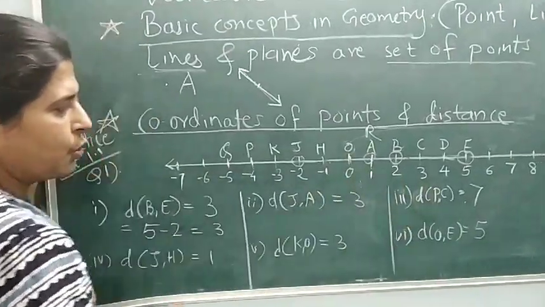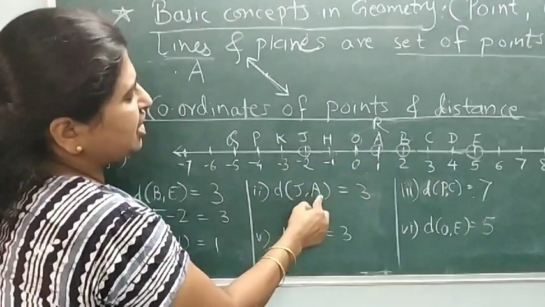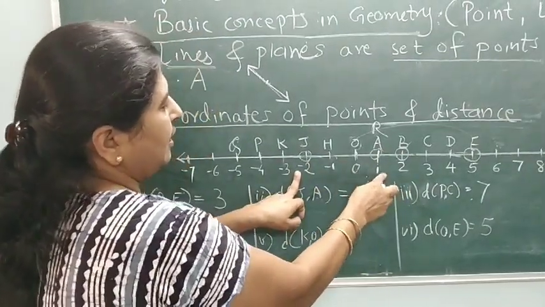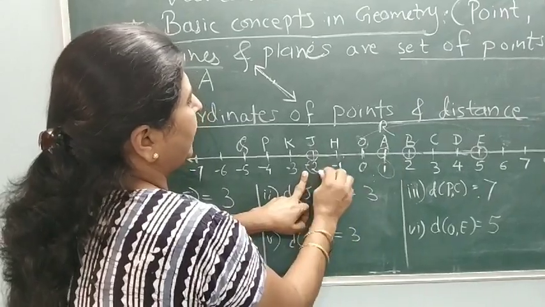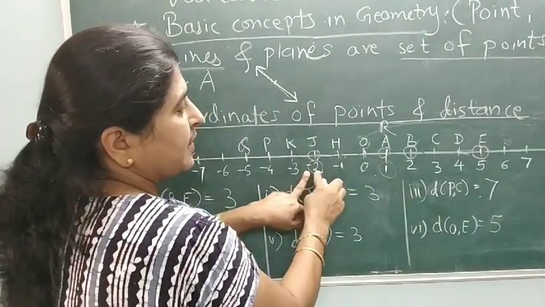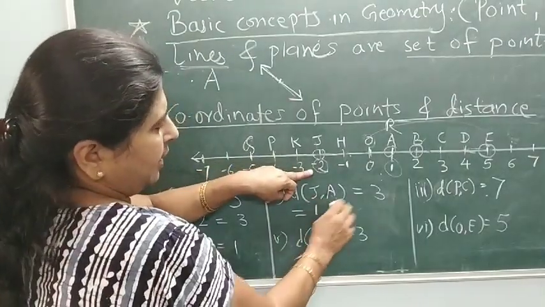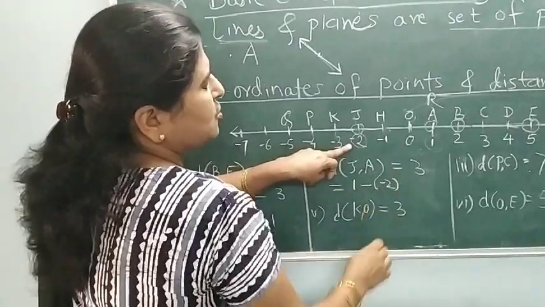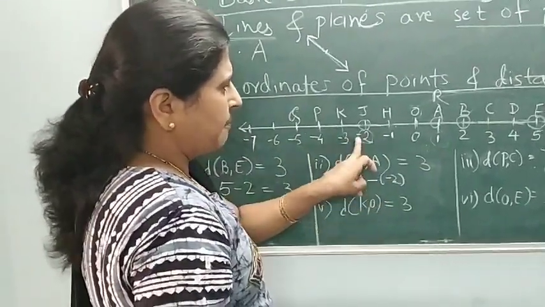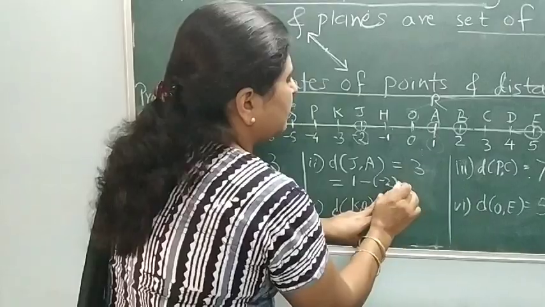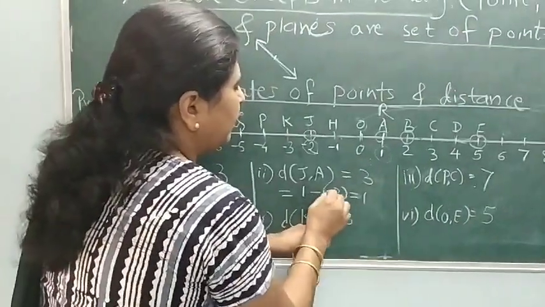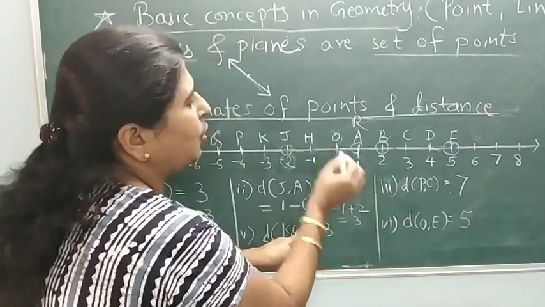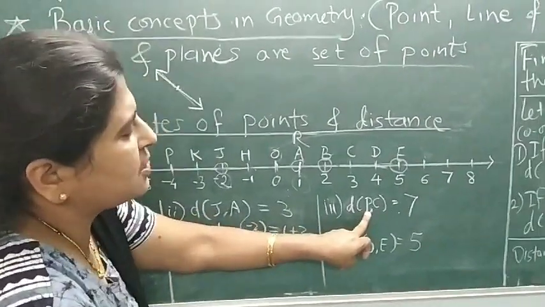Let's see one or two more examples. Say distance between J and A. What is the coordinate of J? It is minus 2 and A is what? 1. Now minus 2 and 1, if we want to compare, 1 is bigger than minus 2. So we have to write the greater coordinate 1 minus the smaller coordinate, that is minus 2. So 1 minus minus 2. This we have to simplify: 1 minus minus will become plus, 1 plus 2, and we have got the same answer 3 over here. We can check it out for this also, PC.